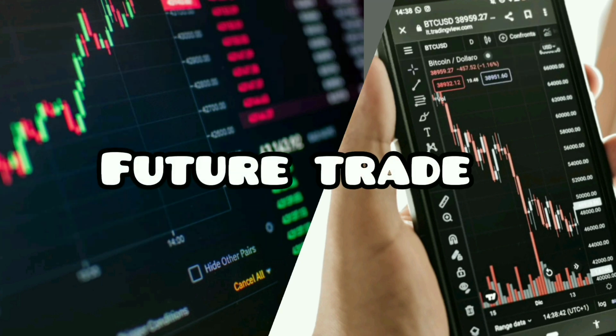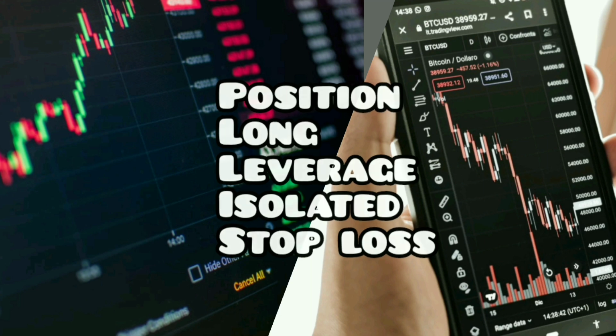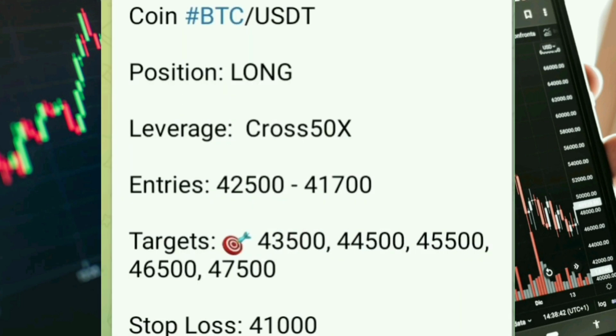Whenever you see a trade and you see position, long, leverage, cross, isolated, stop loss, you should know that it is a future trade. Now let's interpret this trade. They said the coin they're talking about here is BTC USDT. Now the position, they say we should long it. Whenever you see long or short, you know it's a future trade.